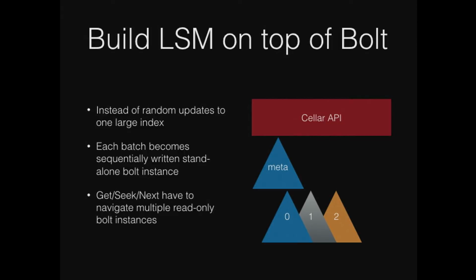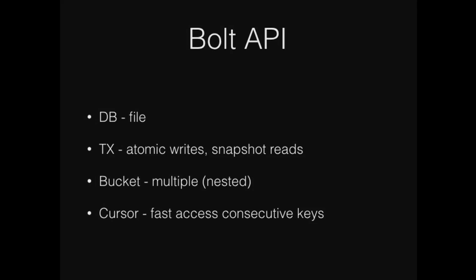Now, once we do that, of course, we have multiple BoltDBs, and when you're doing reads, we have to be able to read and seek across multiple BoltDBs as well. So how did we make it work? Well, the Bolt API is very simple. There's basically 4 constructs you need to worry about.